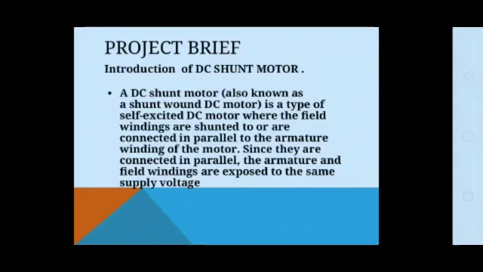So first we will see the introduction of DC shunt motor. A DC shunt motor, also known as a shunt wound DC motor, is a type of self-excited DC motor where the field windings are shunted to, or are connected in parallel to, the armature winding of the motor. Since they are connected in parallel, the armature and field windings are exposed to the same supply voltage.